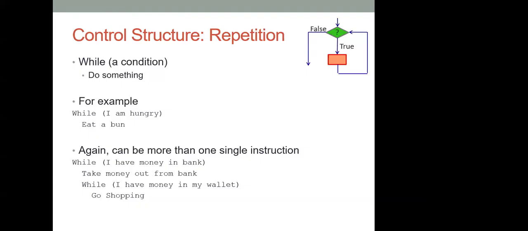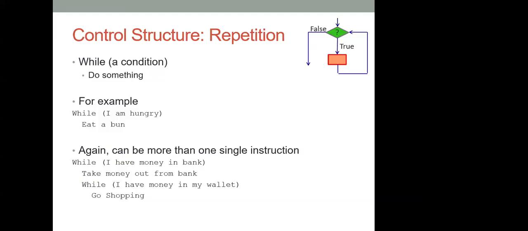While I have money in the bank, I take out the money from the bank, and while I have money in my wallet, I go shopping. Okay? And then I can keep doing this while I still have money, I go shopping. Until when? Until I have no money in my wallet. What do I do? I go and check if I have money in the bank. If I still have money in the bank, I will go do all the loops again.